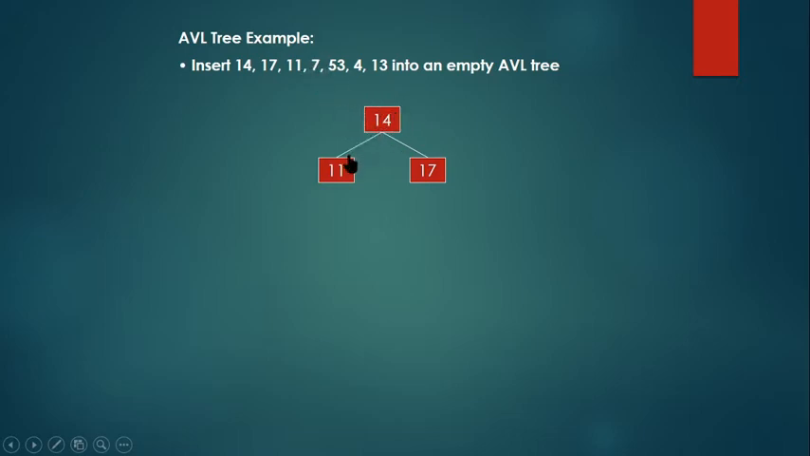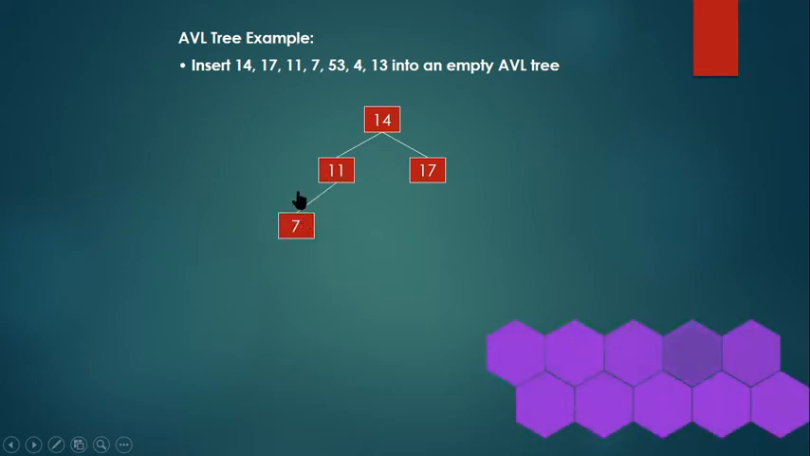Now go for 7. It is less than 14 and less than 11, so it will be placed at the left side of 11. Now check whether it is balanced. Here it is 0. For this 11, 1 minus 0, it is 1. And for 14, 2 minus 1, it is 1. It is balanced, no problem. Now go for 53. It is greater than 14 and greater than 17, so it will be placed at the right side of 17. Now check: here 0 and here 0, and here 1 minus 0 is 1. Here 0 minus 1 is minus 1. And here 2 minus 2, it is 0.